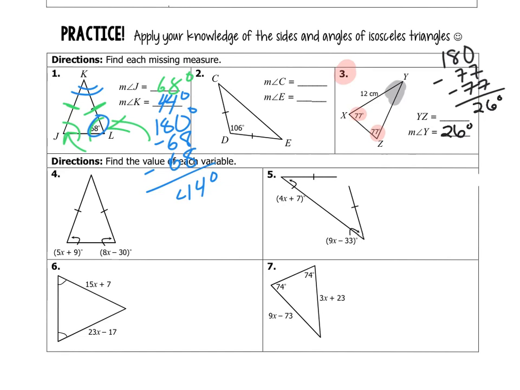And now the length for YZ, that's a great question. Well, we know if this angle is congruent to this angle, this is an isosceles triangle. So this side will be congruent to this side. And if this is 12 centimeters, then so is YZ, 12 centimeters. Awesome. Okay, why don't you guys give question 4 and 6 a try. So pause the video here, give 4 and 6 a try.